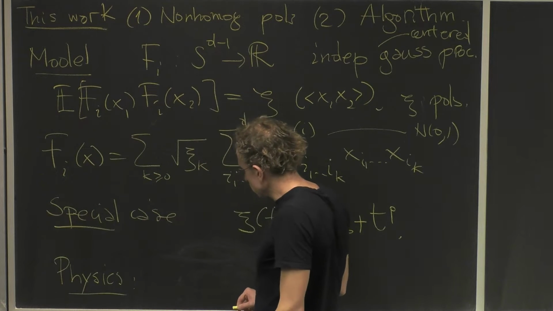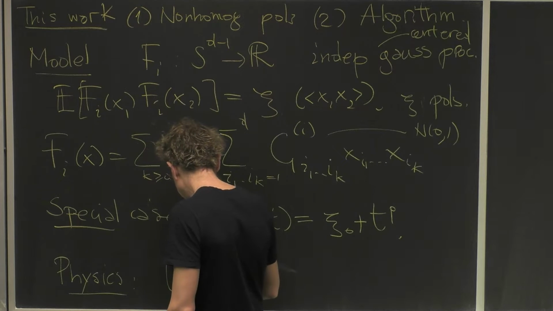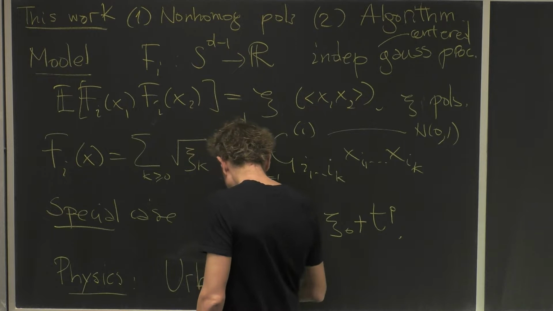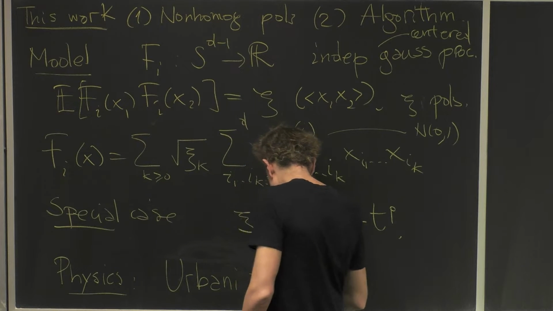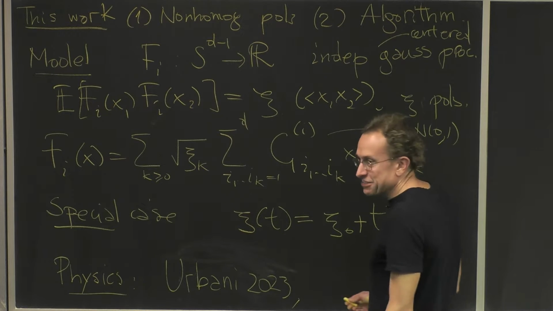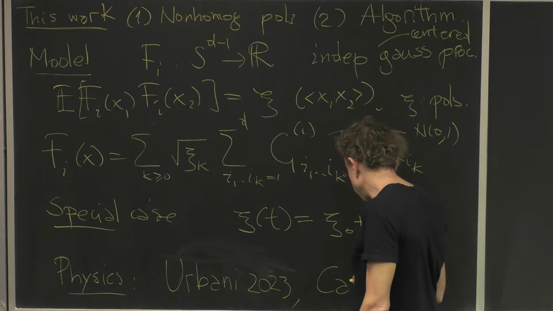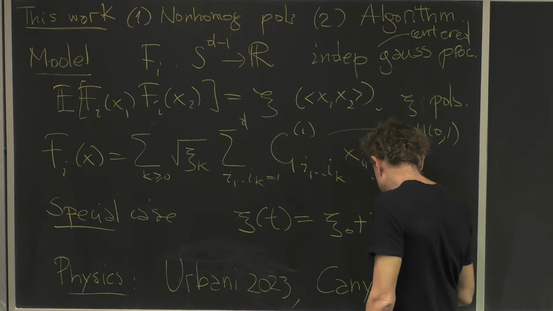By Jan Fyodorov and most notably by Pier Francesco Urbani, 2023. So he has non-rigorous results about several of the things that I'll talk about, and he has also a very nice name for this model. He calls it the canyon landscape model.